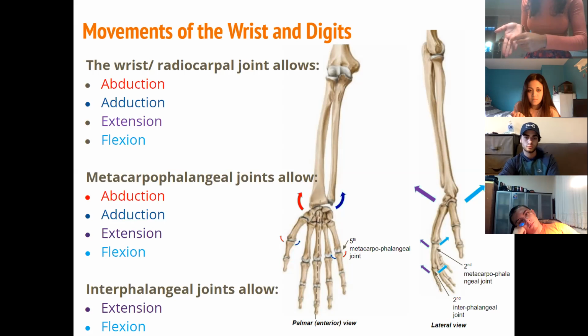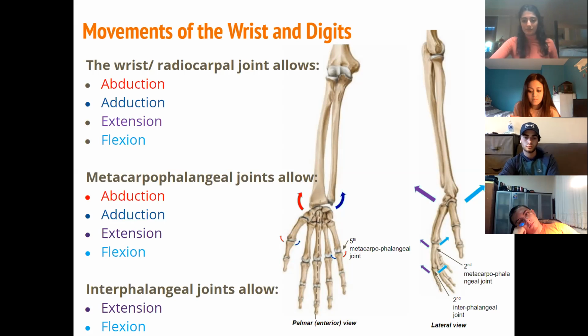So we draw the line between our third finger, and when we abduct, we go away from our third finger. When we adduct, we come back towards our third finger. And when we extend, again, we go backwards. You can't extend your fingers if they're quite extended, obviously. And then flexion. So flexion, extended, abduction, adduction.